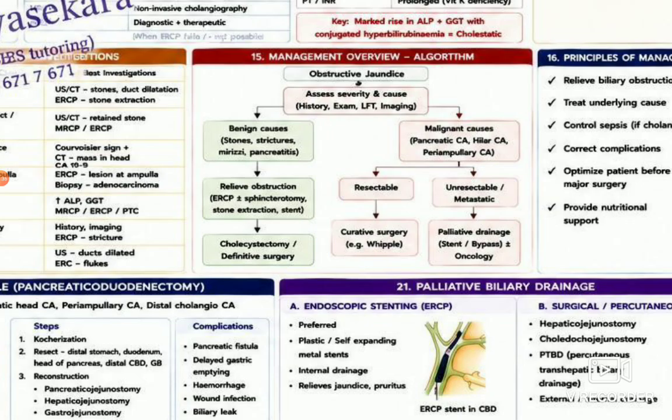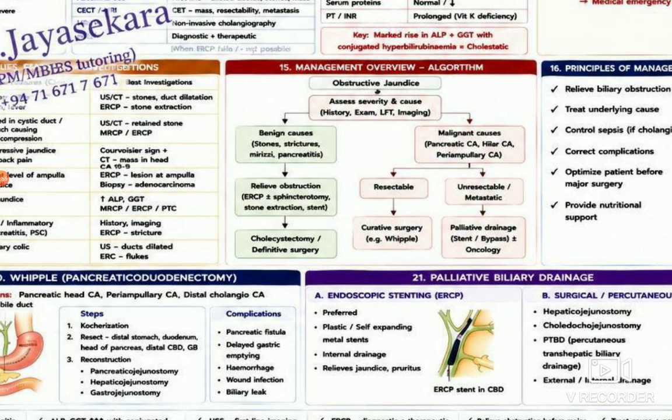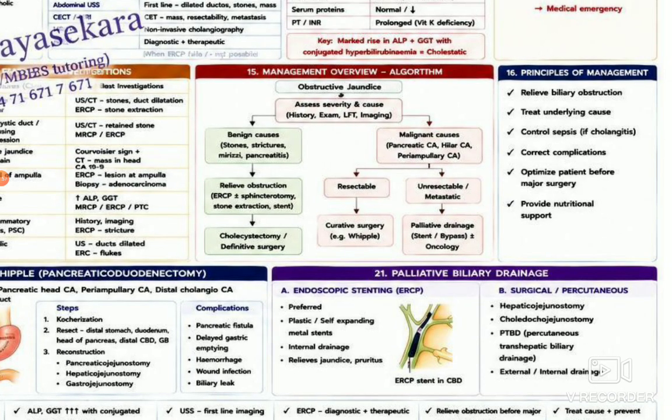For the benign causes, for common bile duct stones, we can go with ERCP plus stone extraction. Then definitive surgery if needed. For the malignant causes, if resectable, perform curative surgery. Whipple's procedure. Whipple's procedure is mainly done for pancreatic head carcinoma. Remember the anatomy. The pancreatic head is closely related to distal common bile duct, ampulla, and the duodenum. So these structures are removed together.